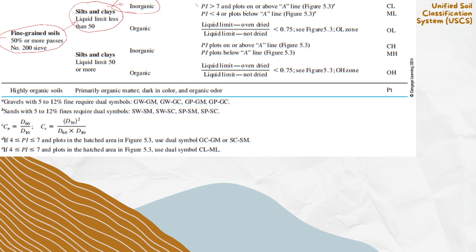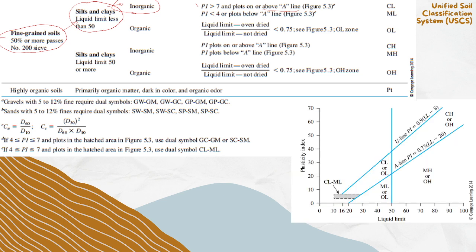And let's check if it plots above the A-line. To determine this, you have to use the plasticity chart. Again, our liquid limit is 30, and our plasticity index is 10. So, it plots above the A-line. And therefore, our group symbol is CL. Oh, by the way, we have a note here, E.